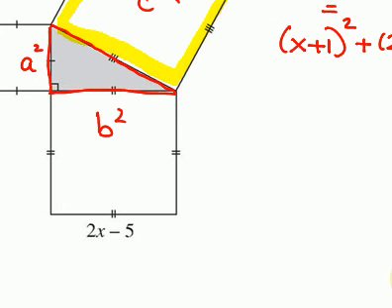Okay. So there you have it, dear friends. If you can just go ahead and expand the (x + 1) all squared plus the (2x - 5) all squared and then add them together, we're done.